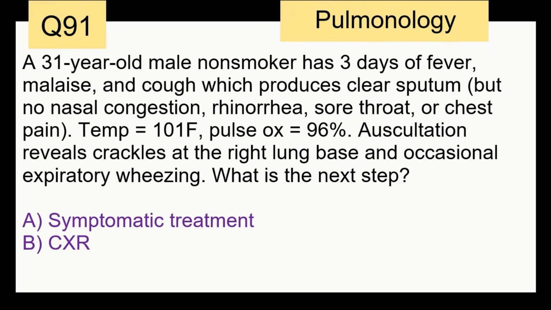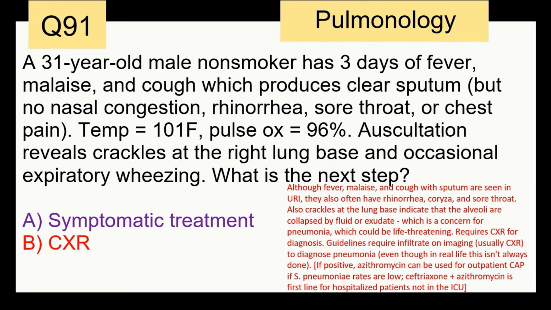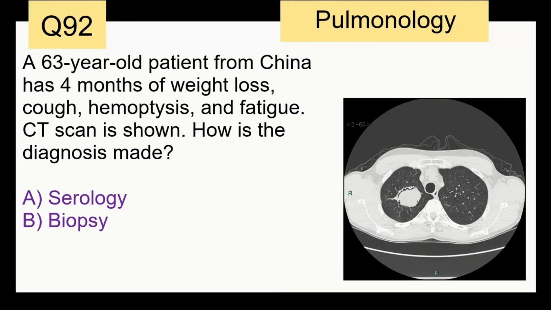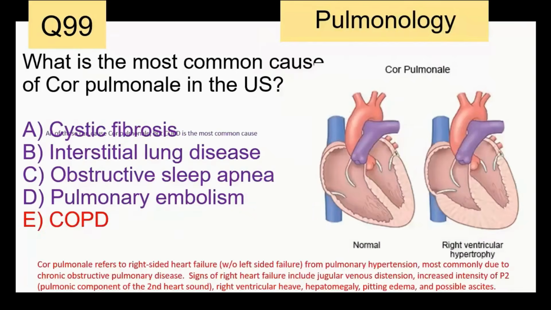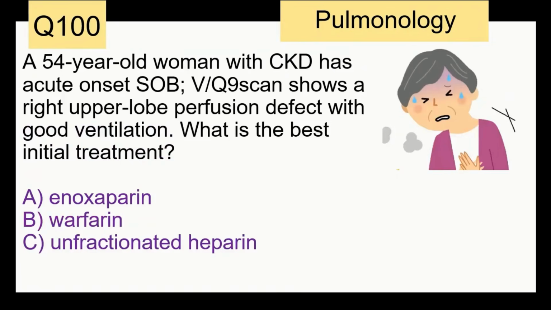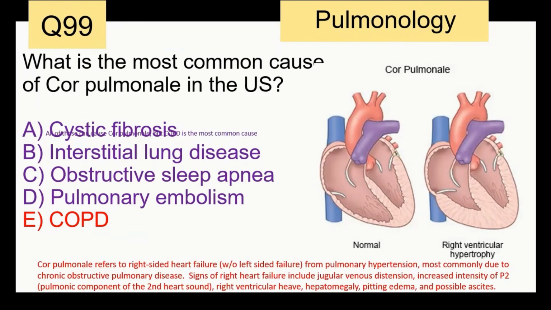91. A 31-year-old male non-smoker has 3 days of fever, malaise, and cough, which produces clear sputum. Chest x-ray. Actually, whoopsies, we already had this question. I guess I had repeats over here. Aspergillosis. All right, good review. Histoplasma. All right, this feels really good. We're going really quickly through these questions without actually having to do them because we already did them. And here we have, again, cor pulmonale, COPD.